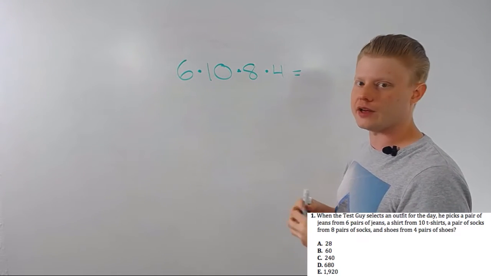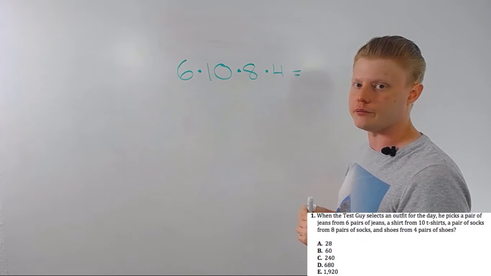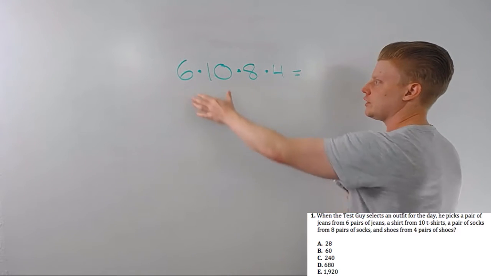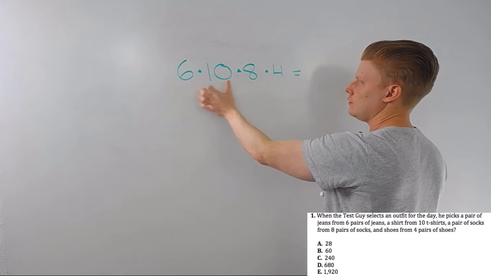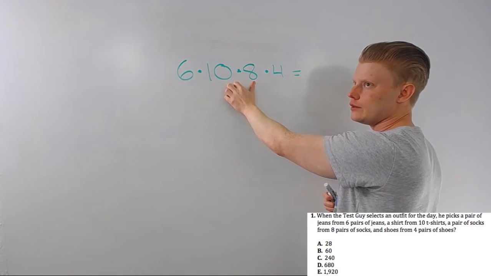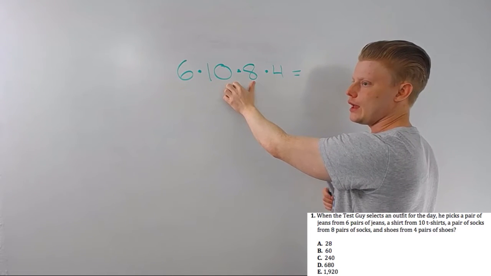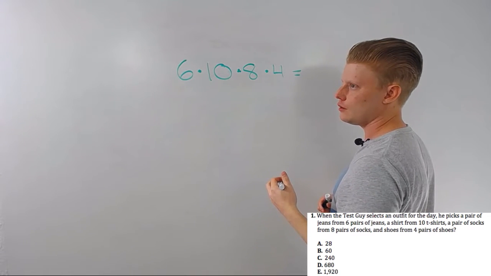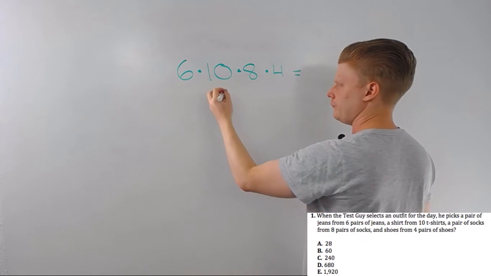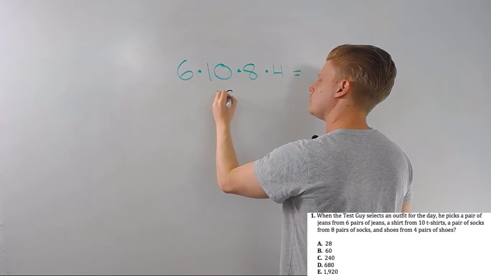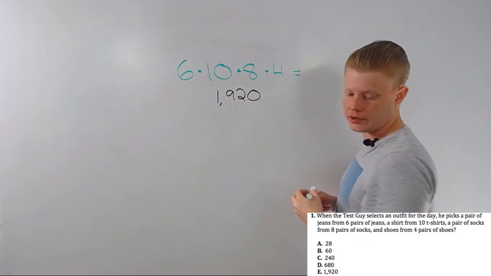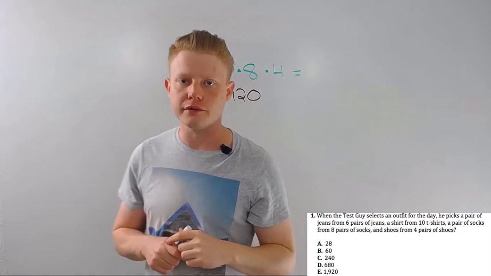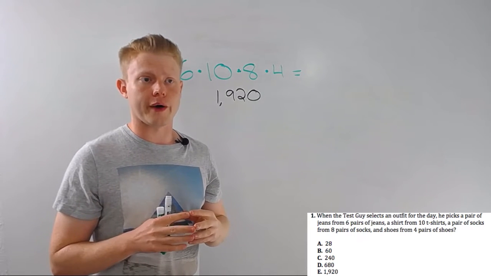By multiplying them together, I can find how many total outfits I can make. That's really all there is to this. So 6 times 10 is 60, times 8 is 480, times 4 is 1920. Sorry, it took me a second on that. There's 1,920 possible combinations, 1,920 outfits.